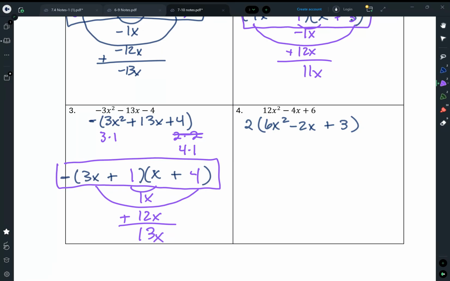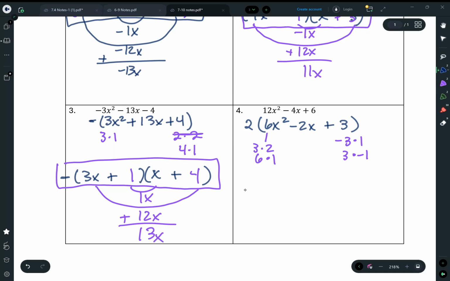So this is going to be another 1 negative, 1 positive. We could have a negative 3 and a positive 1, or a 3 and a negative 1, and we could reverse the order. For the 6, we could have a 3 times 2, or a 6 times 1. So let's go ahead and start doing some guessing. So I'm going to do a 2 here.